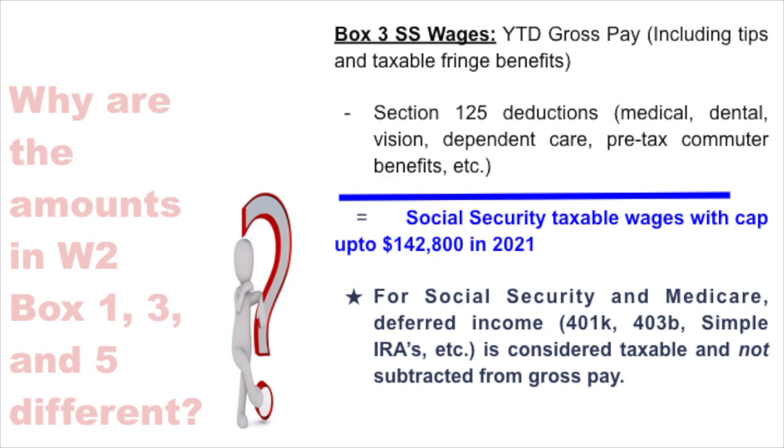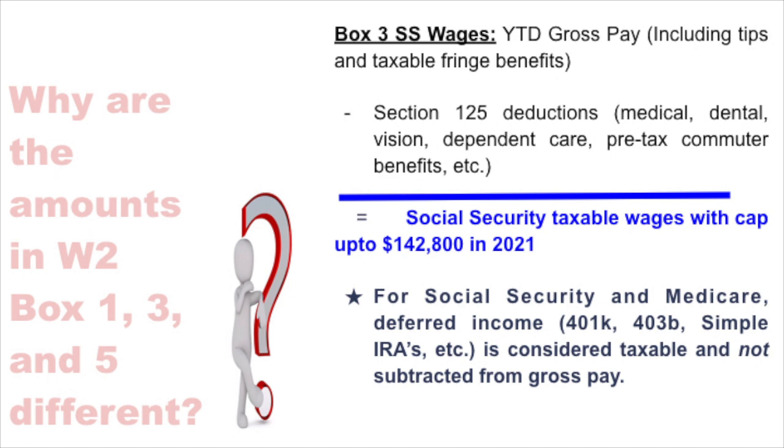For Social Security and Medicare, the deferred income, which is 401k, 403b, or simple IRA contributions, is considered taxable. So it will not be subtracted from your gross pay, meaning it will be included in box 3 and 5. Now the 401k, 403b and simple IRA contributions were not included in box 1 of W-2, but they are included in box 3 and 5. So that could be one of the many reasons for the difference between box 1, 3 and 5.